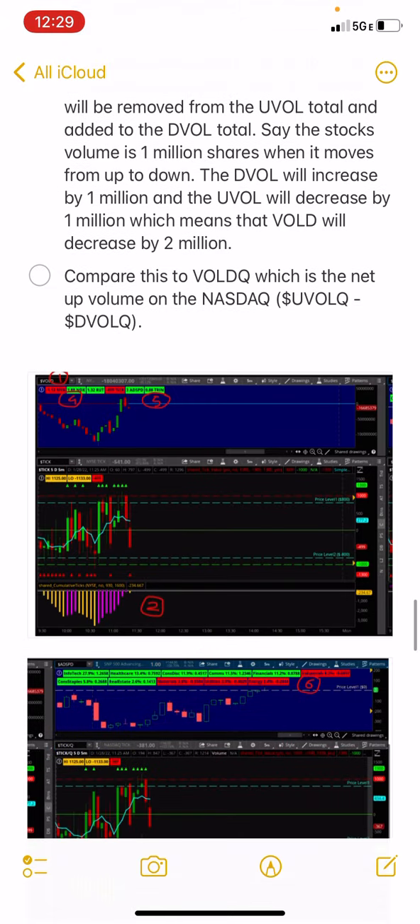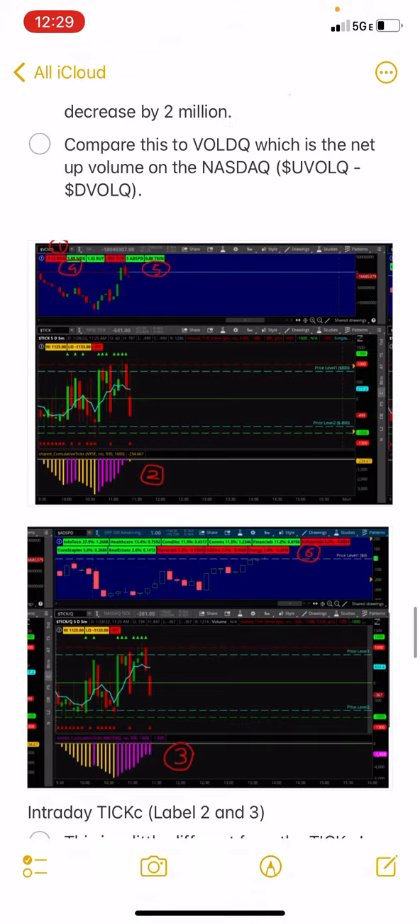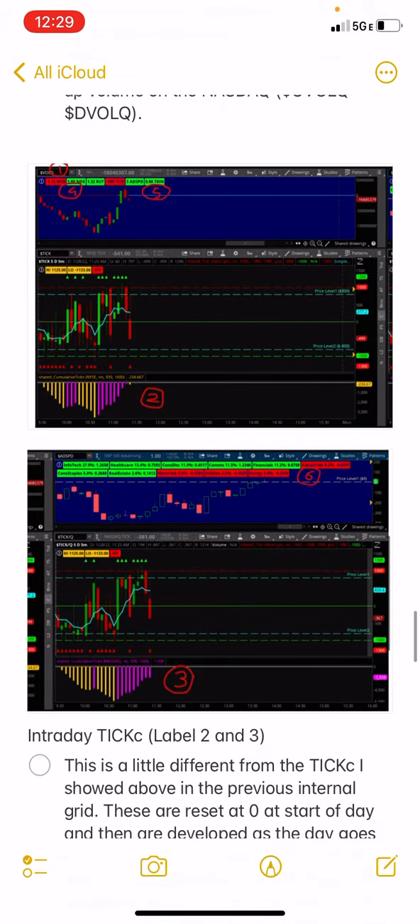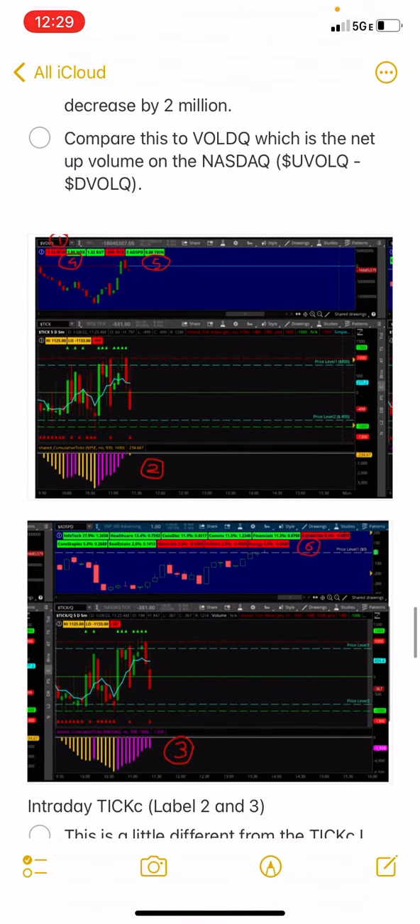And you also have the VOLDQ, which covers the NASDAQ, and it works the same way as the VOLD, right? Same concept. VOLDQ is something you might want to look at if you're specifically trading the NASDAQ or triple Q.